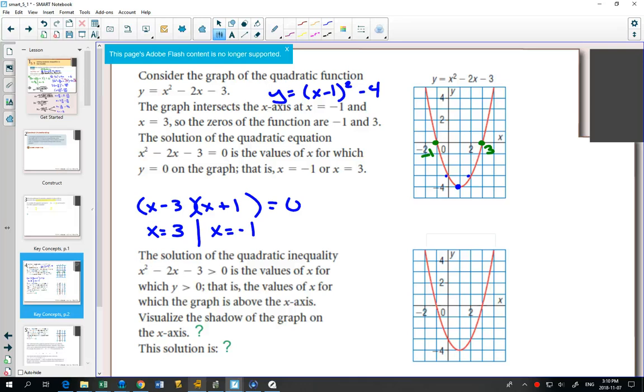And so in this unit, we start to look at where it is that x squared minus 2x minus 3 is bigger than 0. So I'd like you to guess and check, and find one value that you could plug in for x where it's bigger than 0, and one value that you plug in for x where it's not bigger than 0. Tell me something that works and something that doesn't work.